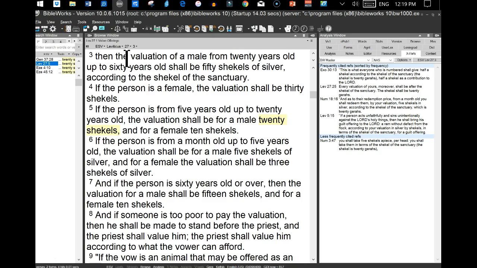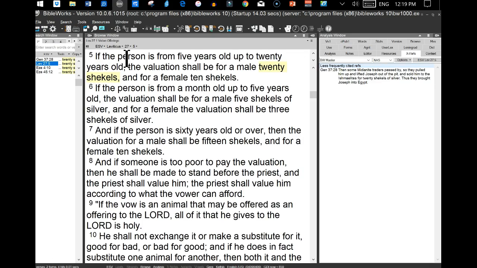So how much is somebody under 20 years old? If the person is 5 years old up to 20 years old, the valuation for a male will be 20 shekels. So how much money is that? $4,000. And how old is Joseph when he's sold into slavery? You may or may not notice he's 17 years old. So what are they getting for Joseph? A lot more than what they should be.